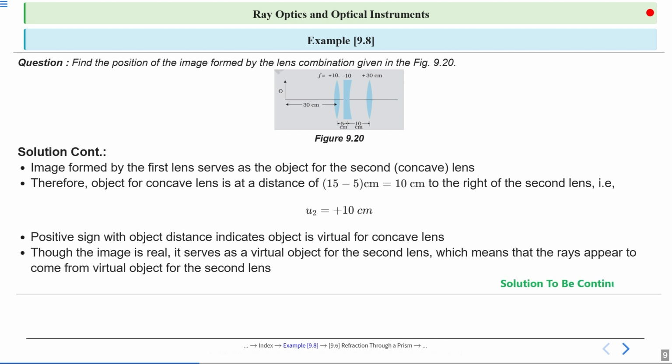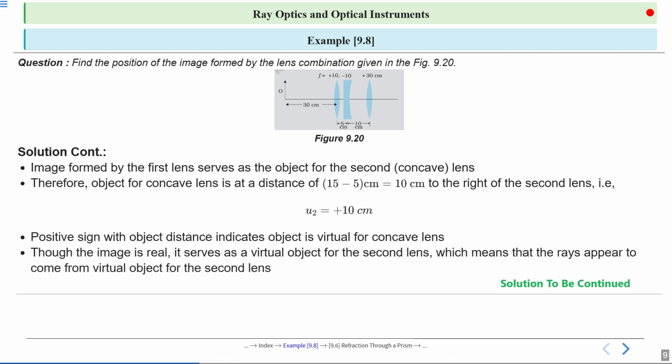Which object? A virtual object, because it is not the real object. The image formed will be real, but in the path of the rays we have placed the concave lens, so that position of the image will act as a virtual object for the concave lens. That's why we have taken u2 as positive 10 cm, because it is in the same direction as the incident light. The object distance for the second concave lens will be positive because we are measuring this distance in the same direction as the incident light.